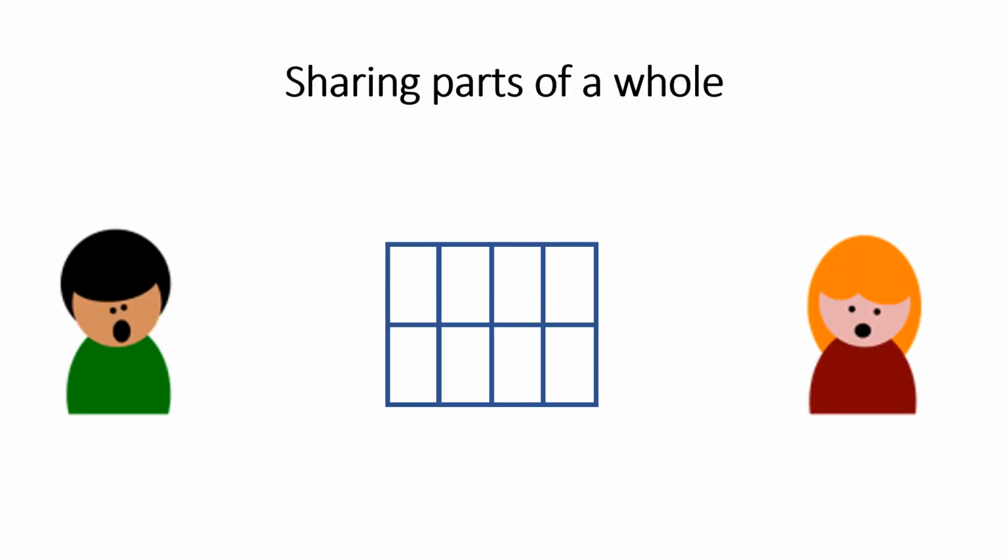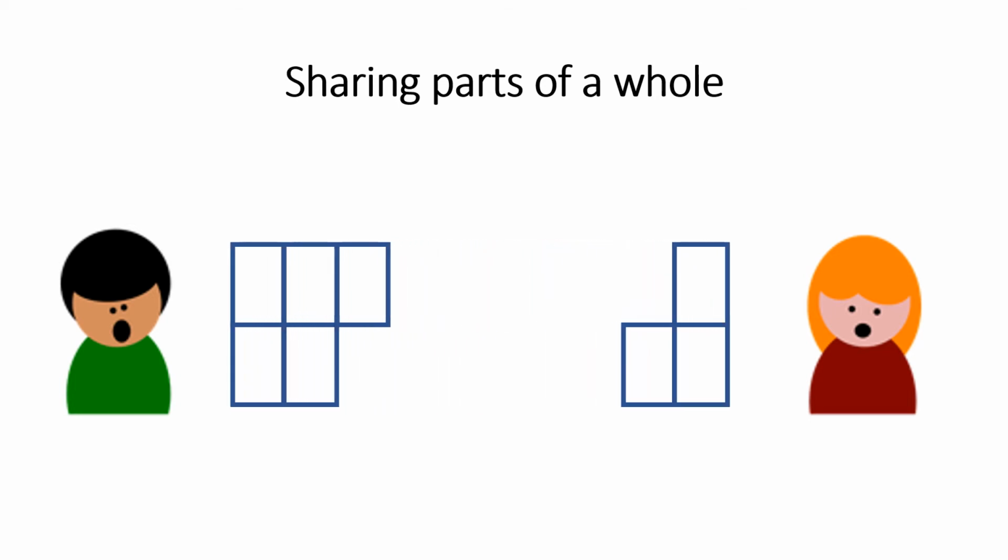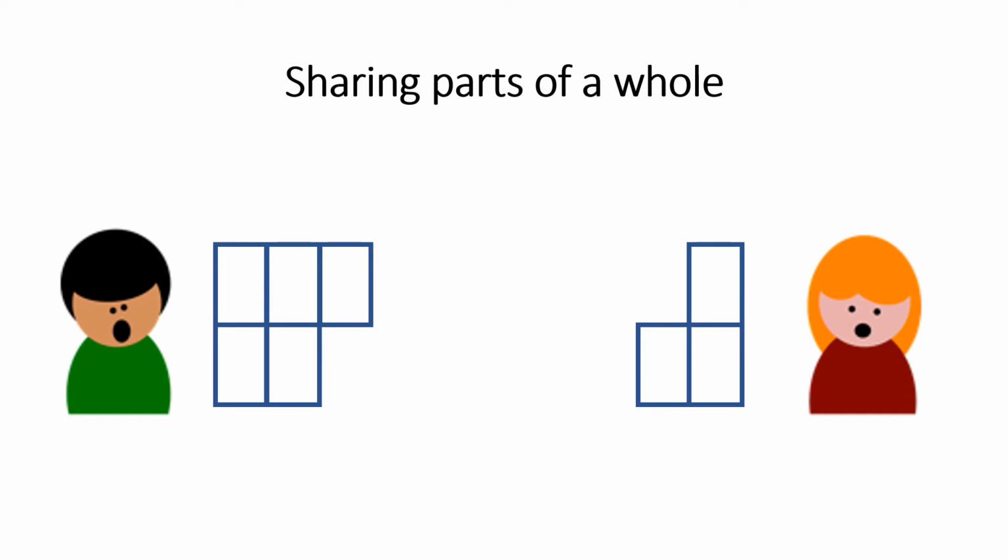Sharing parts of a whole. This is our whole cake. It has been cut into eighths, and it's going to be shared between this boy and girl. Let's see what fraction they will each get. The boy has got 1, 2, 3, 4, 5 eighths. And the girl has got 1, 2, 3 eighths.